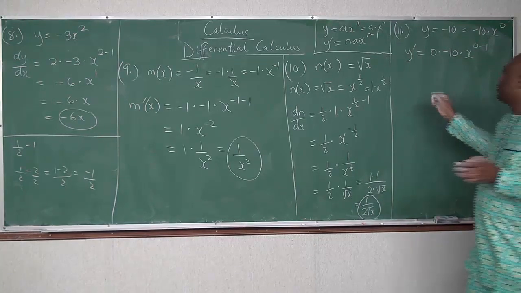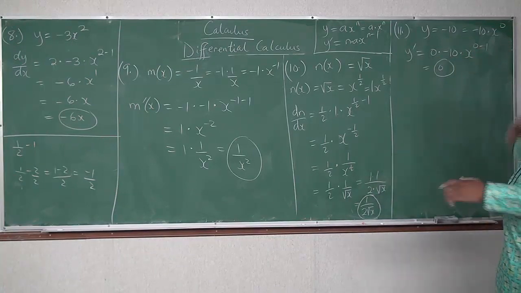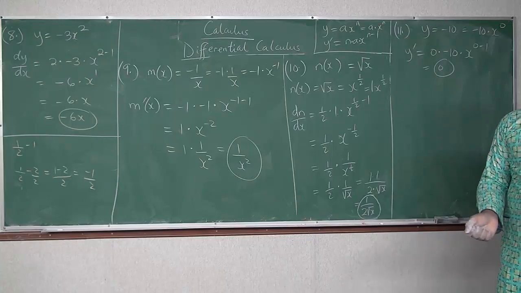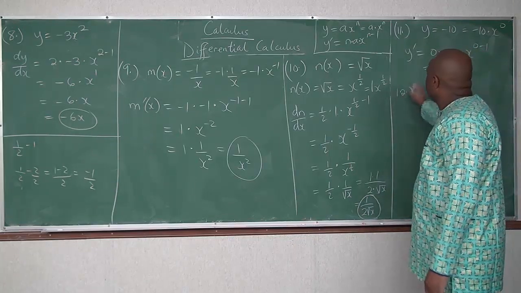0 times anything is what? 0. So it's of no use doing that x raised to power negative 1. 0 times anything at all is 0. Okay? Question 12.